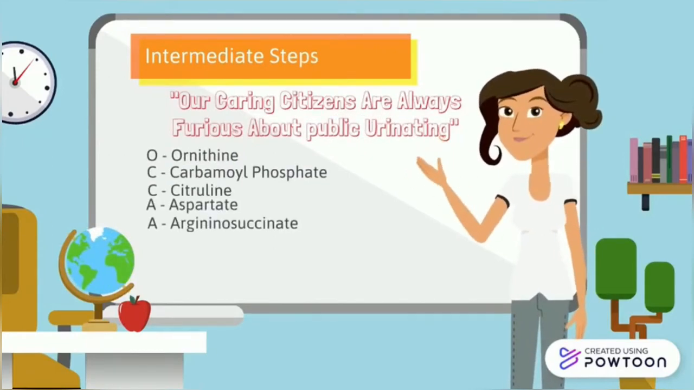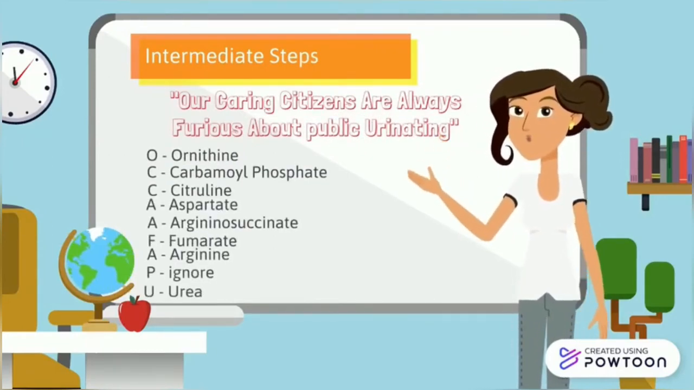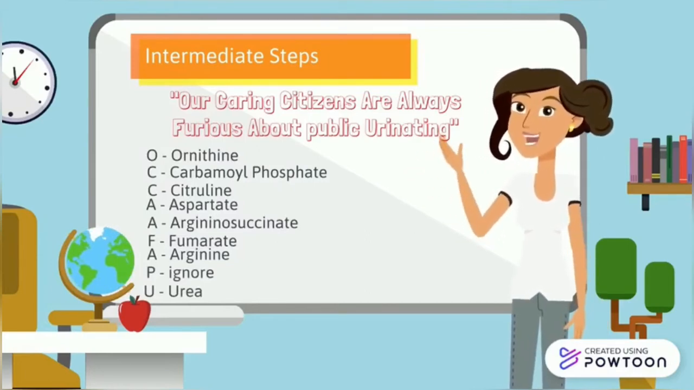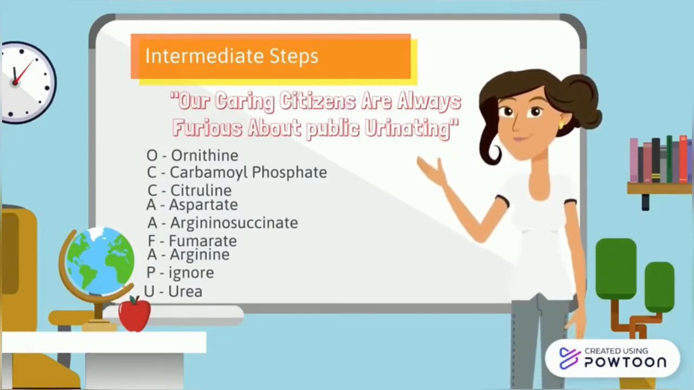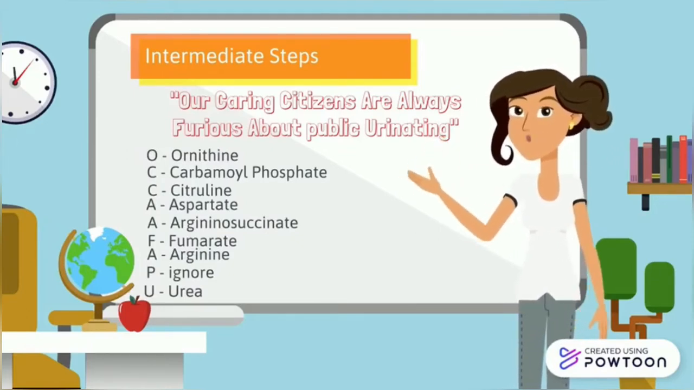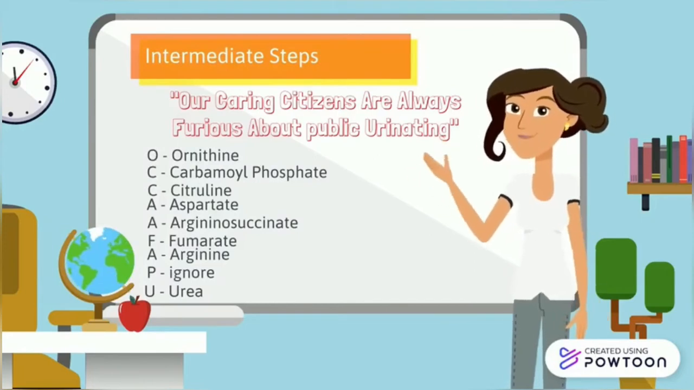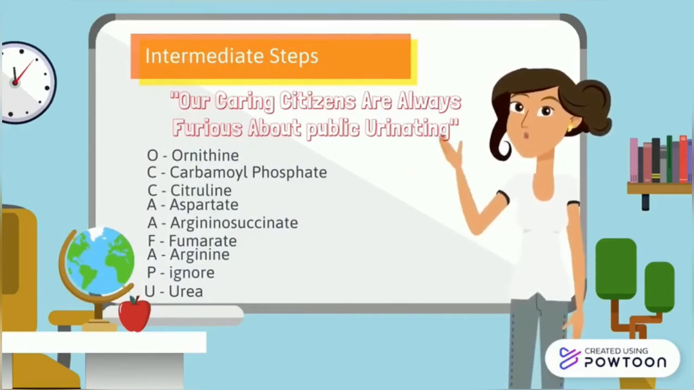For the intermediate steps, remember the sentence, "Our caring citizens are always furious about public urinating." O, Ornithine. C, Carbamyl phosphate. C, Citrulline. A, Aspartate. A, Argininosuccinate. F, Fumarate. A, Arginine. And U, Urea.